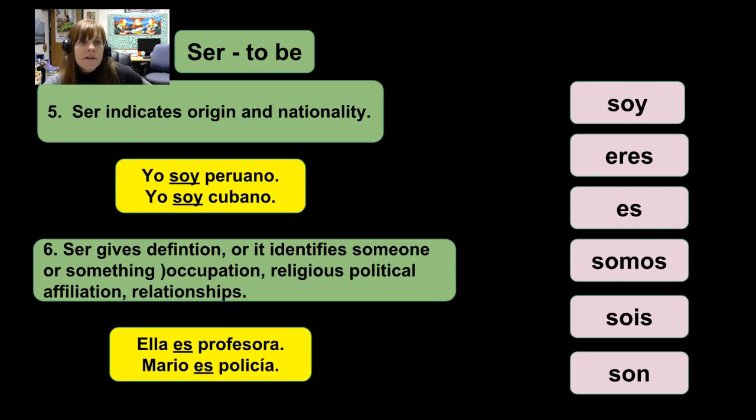Número 5, ser indicates origin or nationality. Yo soy peruano, yo soy cubano. I'm sure you've heard the question, ¿de dónde eres? Where are you from? Soy de Buffalo, soy de Nueva York. Número 6, ser gives definition, or it identifies someone or something, occupation, religious or political affiliation, relationship. Ella es profesora. Mario es policía. So remember, when they're talking about profession, they don't insert the indefinite article a. You wouldn't say ella es una profesora. You just say ella es profesora, and that means she is a professor or a teacher.